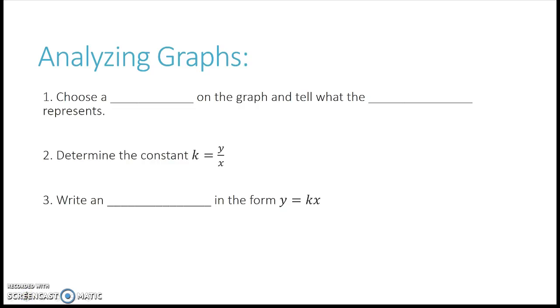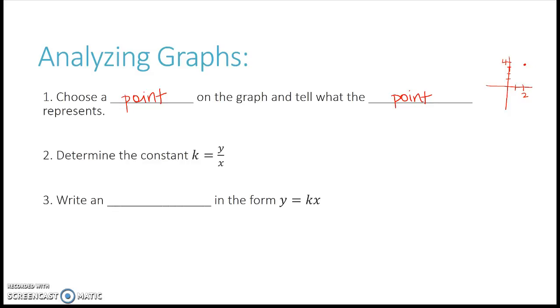So when you're analyzing graphs, first you're going to choose a point on the graph and tell what the point represents. So say I choose a point on a graph and it is at x is 2 and y is 4. I'm going to keep going with this cookie scenario I keep talking about. So if it was here, I would say you can buy 2 cookies for $4. So that's what the point represents.